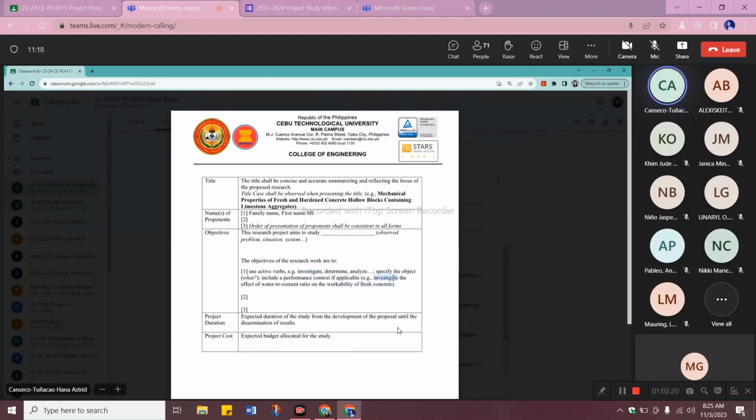So please take note. The verbs here used are evaluate, determine, analyze, investigate. Dili siya direct to the point nga muhatag og answer. No? Investigate, meaning you are doing an in-depth study. No, dili ra ka mo inon. Sama, to know, no? Dili siya to know.